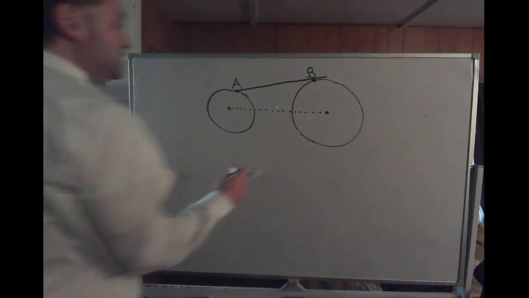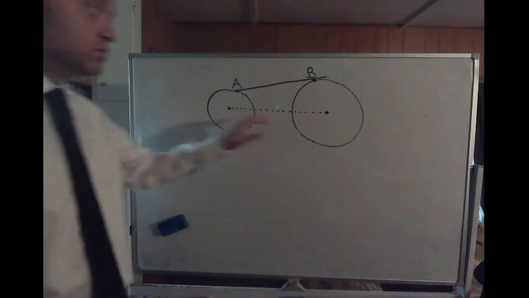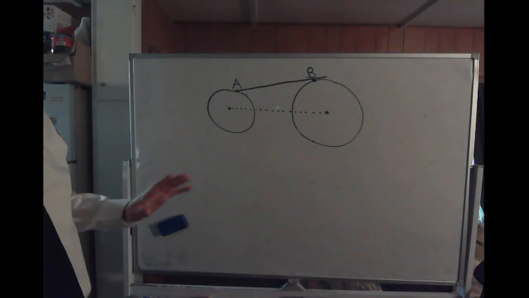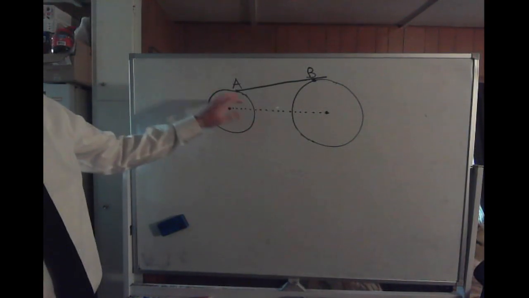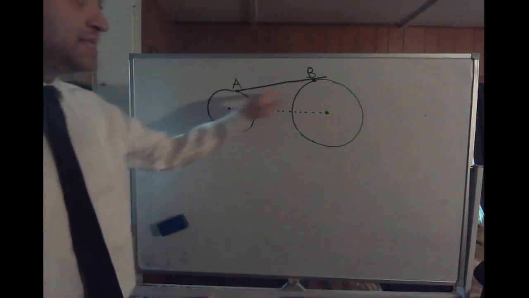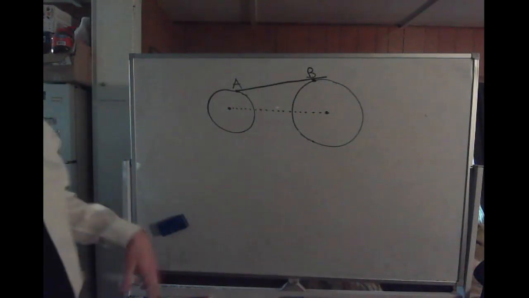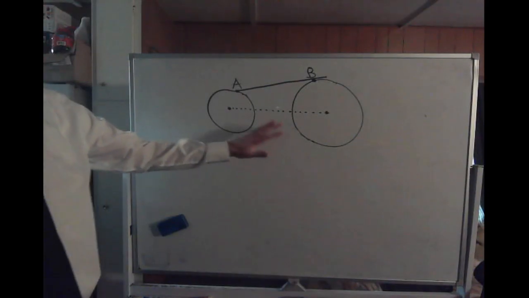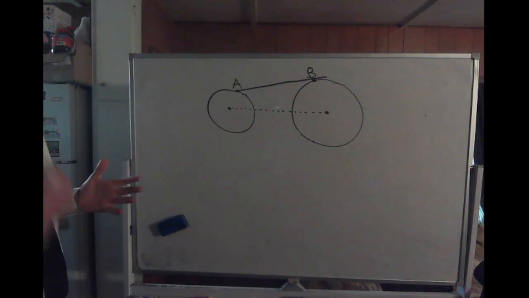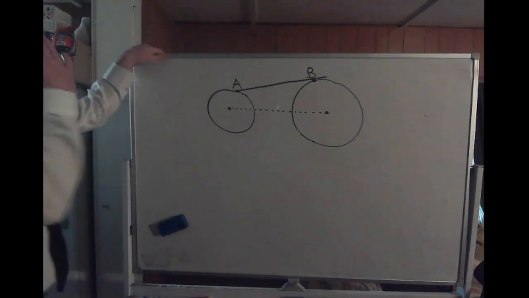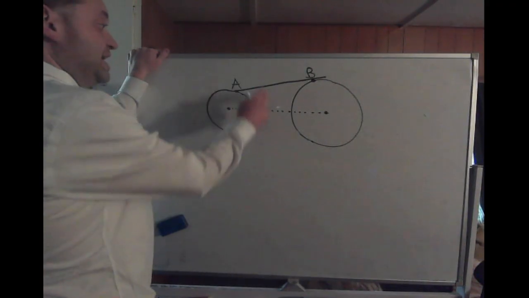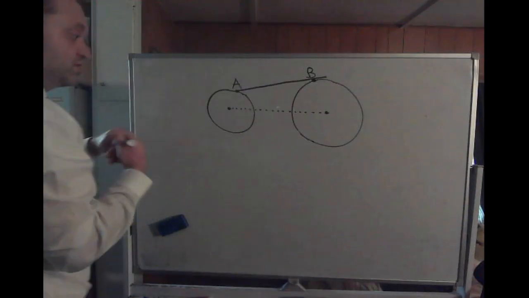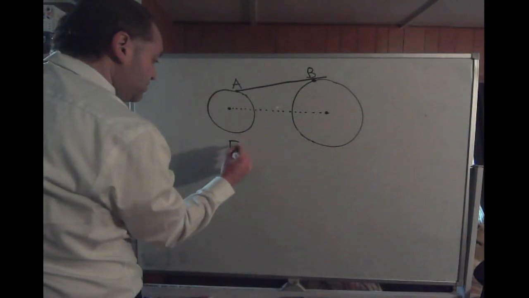So this time we still have two circles where their centers are connected by a line, right? But we have a tangent line to both circles that touches at points A and B on each circle that does not intersect the line that joins the centers of the circles. If you have that scenario where the tangent line does not intersect the line joining the centers of the circles, that is called an external tangent.